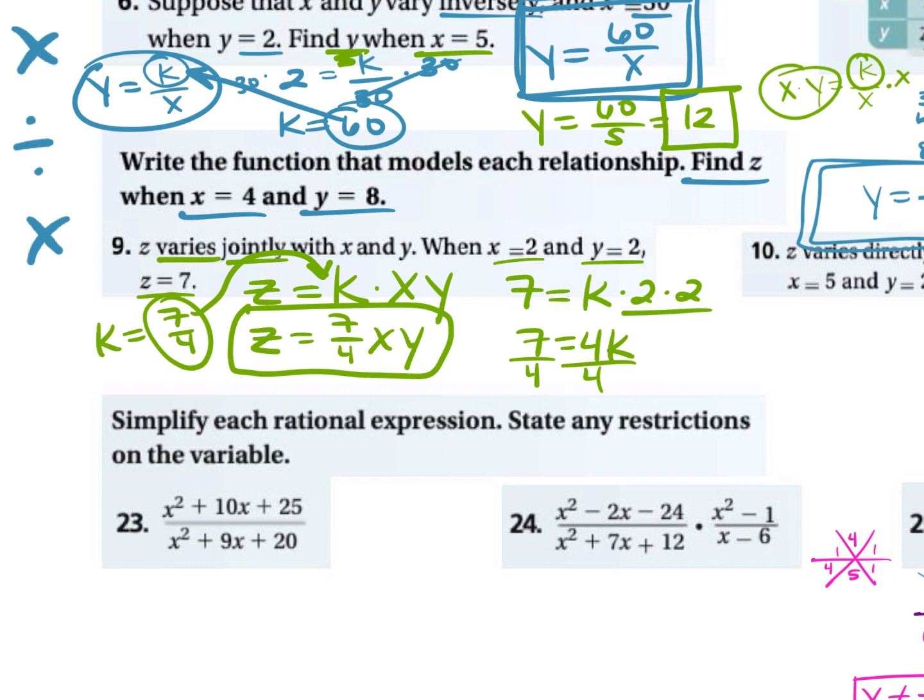When I ask you to give me a specific equation, that's what I'm looking for. Plug the numbers in, solve for k, and then drop your k into that.